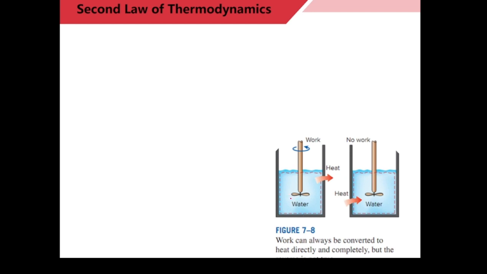Let's take another example. If you do some work by rotating this device in the water, maybe heat will be generated within this fluid. But if you supply heat to this fluid, it is not possible that it will start rotating. Work can always be converted to heat directly and completely, but the reverse is not true.